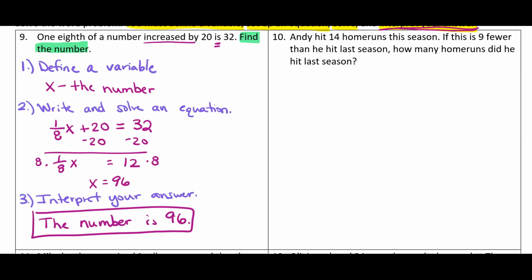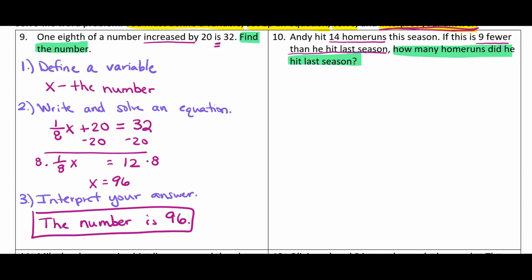All right, let's look at number 10. Andy hit 14 home runs this season. I'm going to underline things as we come across them. If this is 9 fewer than he hit last season, how many home runs did he hit last season? Our first thing is to define a variable, which means we have to know what they're asking us to do. They're asking us to find how many home runs he hit last season. That's what they're asking us to find, which is going to help us define our variable.